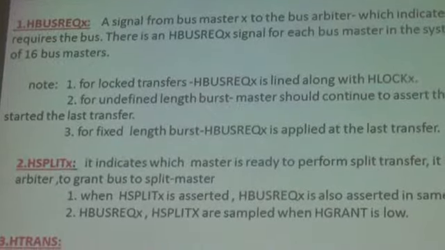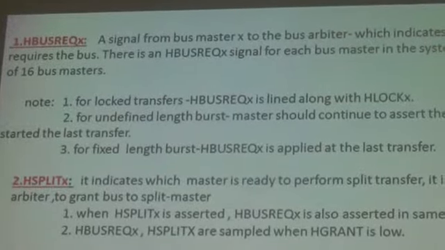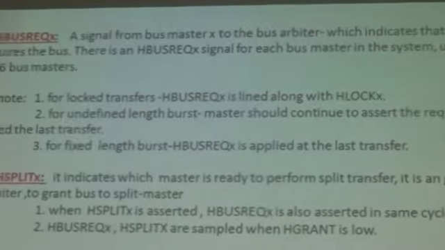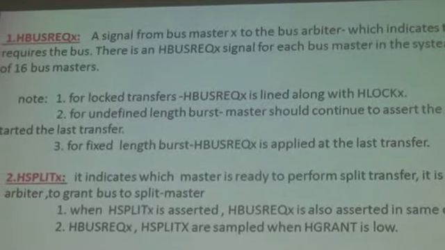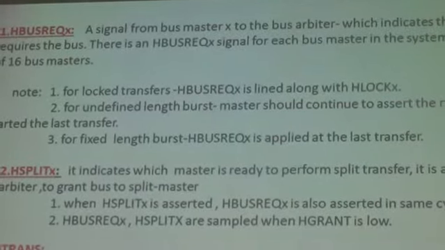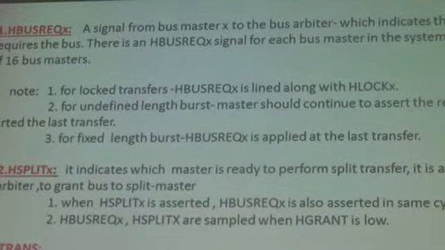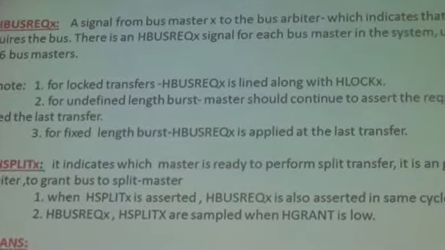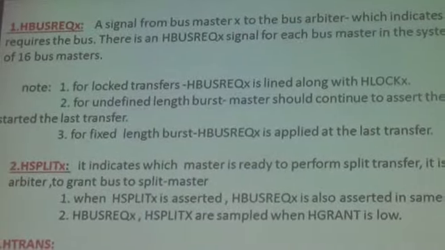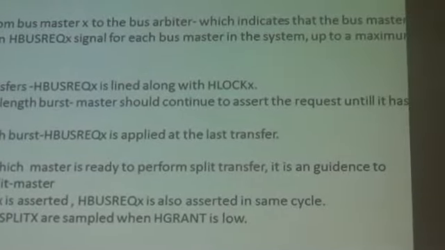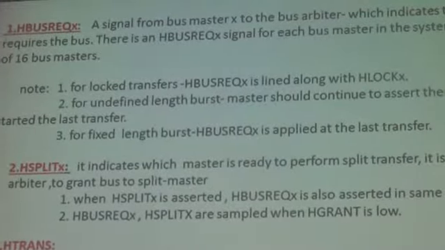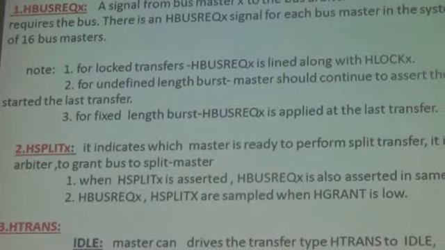The first signal that we are going to learn is HBUSREQ. It is a signal from the master to the arbiter which indicates that the bus master requires the bus. That means each master will assert a signal to the arbiter that the master wants to use the bus, and we have a limit for the masters in this AHB. We can have a maximum of up to 16 bus masters.